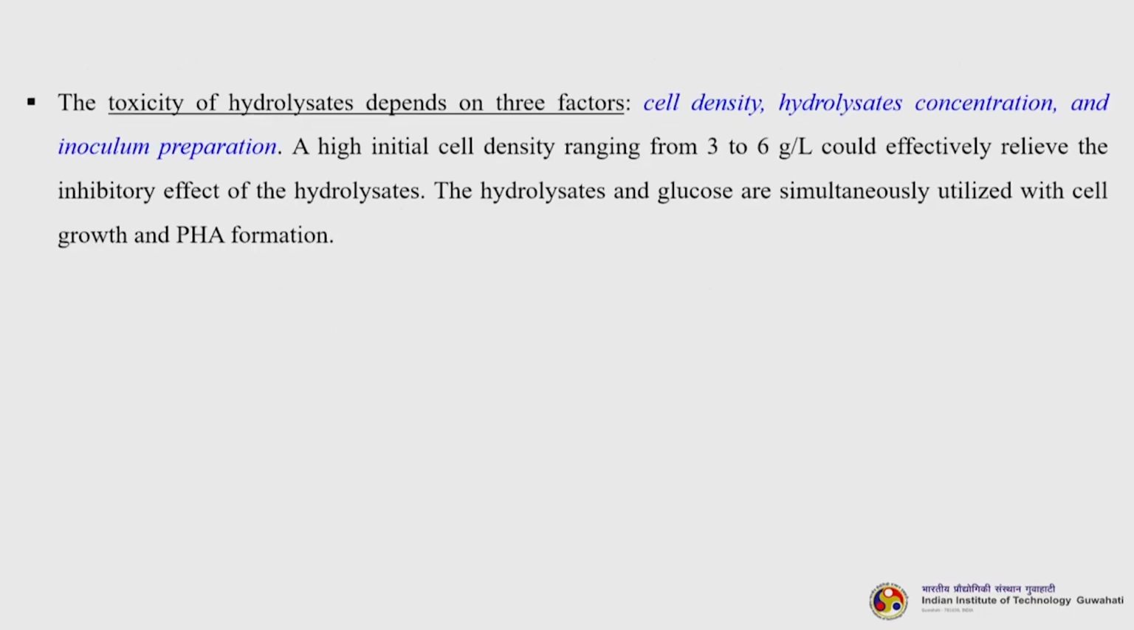The toxicity of hydrolysates depends on 3 factors. First is cell density, then hydrolysate concentration and the inoculum preparation. A high initial cell density ranging from 3 to 6 grams per liter could effectively relieve the inhibitory effect of the hydrolysates. The hydrolysates and glucose are simultaneously utilized with cell growth and PHA formation.